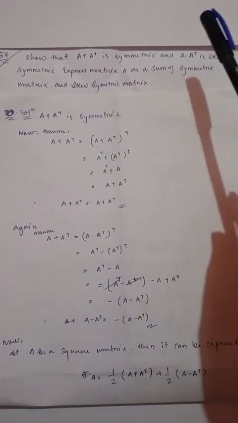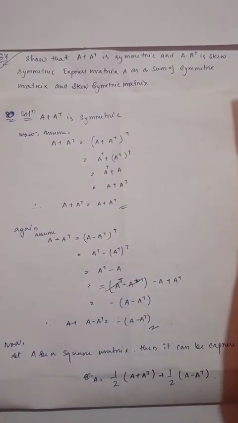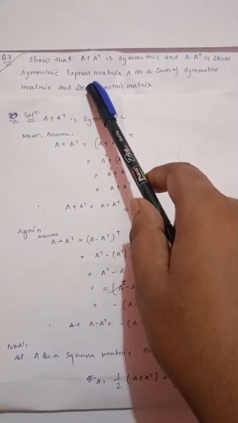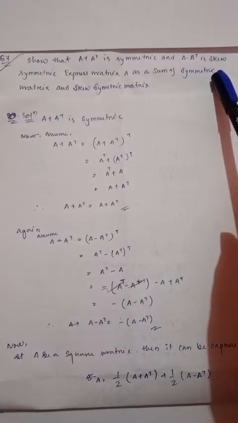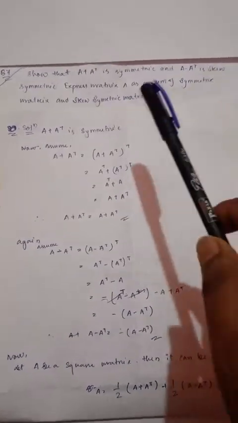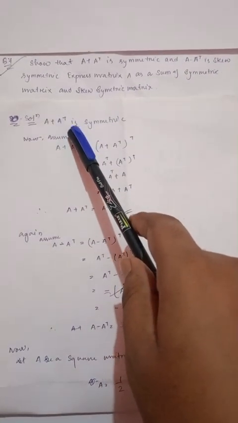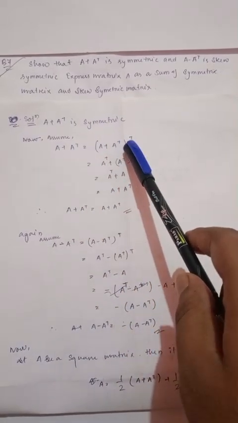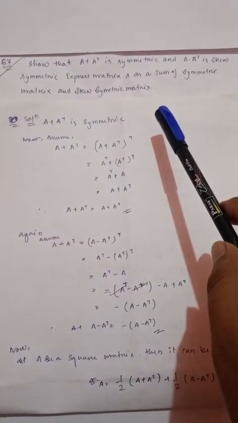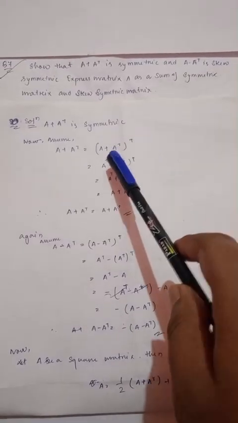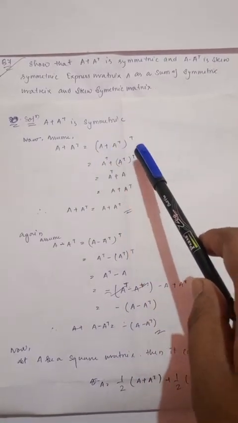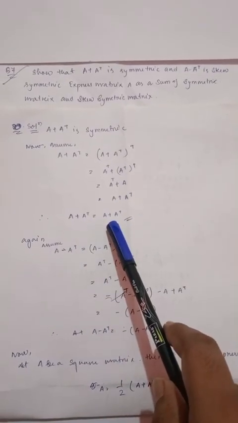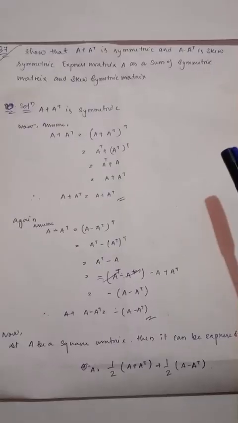In this question we have to show that A plus A transpose is a symmetric matrix and A minus A transpose is a skew symmetric matrix, and we have to express the matrix A as the sum of a symmetric and a skew symmetric matrix. So if we take A plus A transpose as a symmetric matrix, then A plus A transpose is equal to A plus A transpose whole transpose. Then by the transpose property it will be A transpose plus A. So A plus A transpose is equal to A plus A transpose. Therefore it's a symmetric matrix.